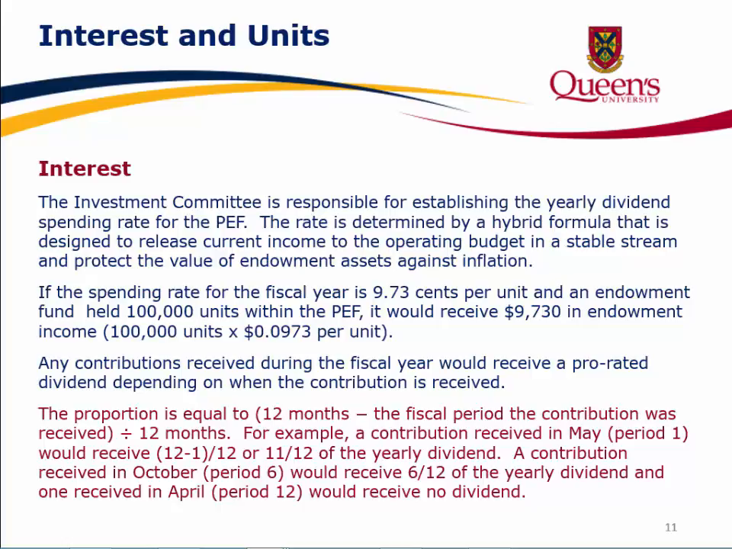Any contributions received during the fiscal year would receive a prorated dividend depending on when the contribution is received. The proportion is equal to 12 months minus the fiscal period the contribution was received, divided by 12 months. For example, a contribution received in May, period 1, would receive 12 minus 1 divided by 12, or 11 divided by 12 of the yearly dividend. A contribution received in October, period 6, would receive 6 divided by 12 of the yearly dividend, and one received in April, period 12, would receive no dividend.